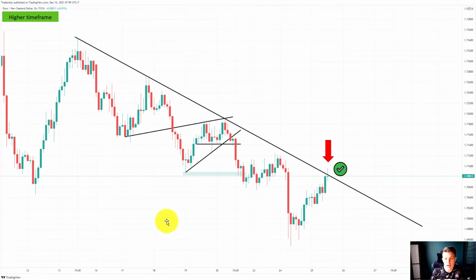We can jump back to the higher time frame. This is the previous example that we looked at. The market came back to this trend line for a 4th time now.